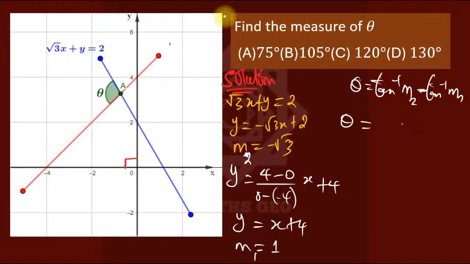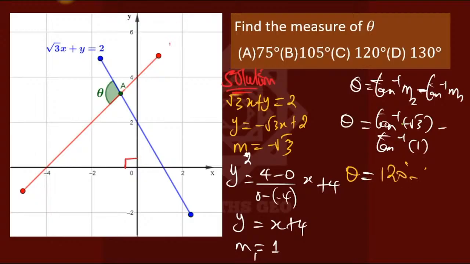So for the first line, that's the greater one, we want the negative slope, minus 2. Arctan of 1. So this is now equal to the arctan of minus, that should be 120 minus 45. So that should be 75. Yes, so the answer is option A.